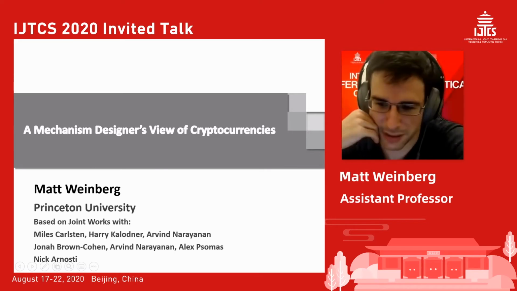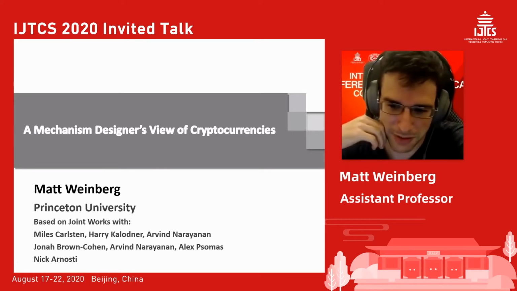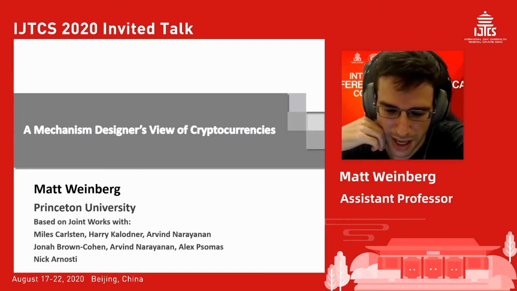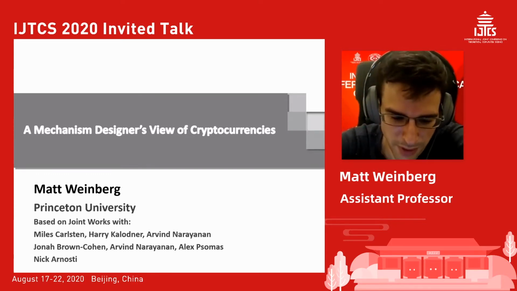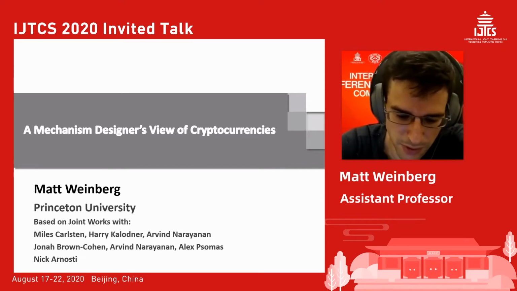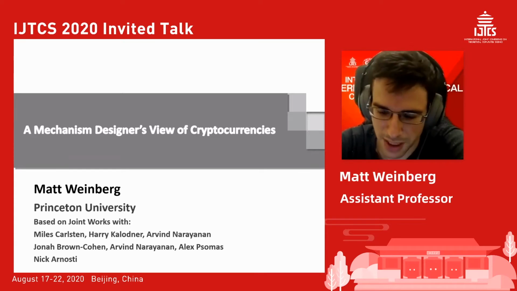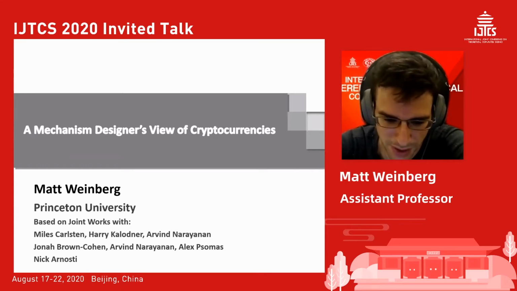So I'm going to talk about the intersection of mechanism design and cryptocurrencies. The works of my own that I'm going to talk about are joint with Miles Karsten, Harry Kolodner, and Arvind Narayanan, another paper with Jonah Brown-Cohen, Arvind, and Alex Somas. And last, if there's time at the end, I'll talk briefly about a paper with Nick Arnasti.